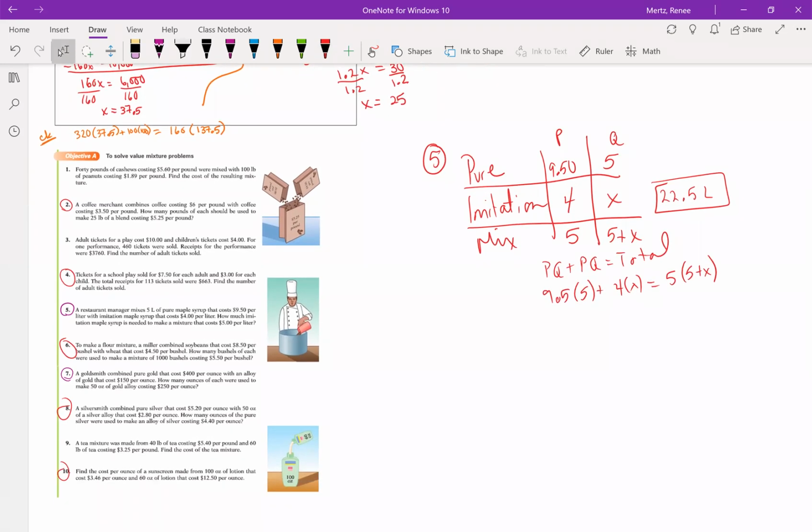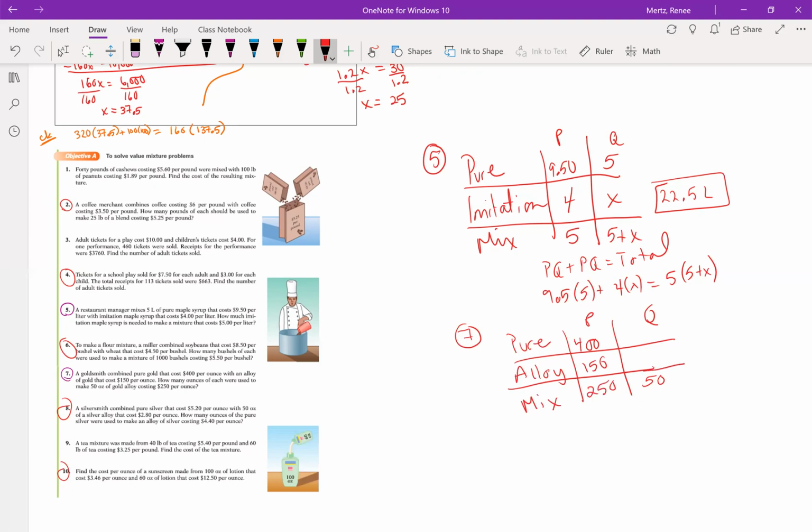I can do 7 if you want, because that one gives you the total. So these are both similar to the example. We have pure gold, and we have an alloy, and then it's going to result in a mixture, which is called an alloy, but I'm just going to put mix on here. We have prices and quantities. Goldsmith: combine pure gold that costs $400 per ounce with an alloy that costs $150 per ounce. How many ounces of each were used to make a 50-ounce gold alloy costing $250?